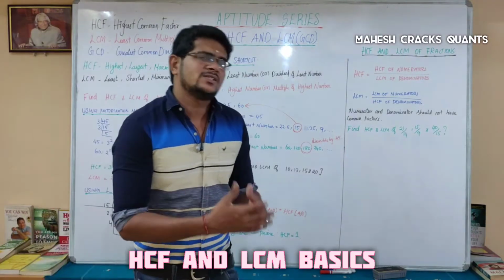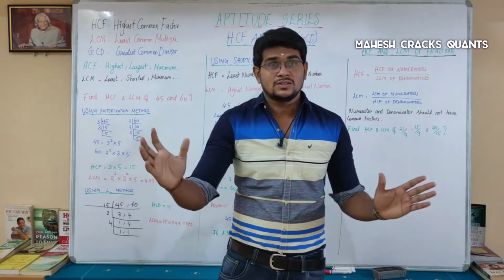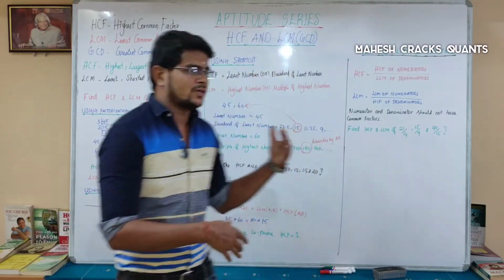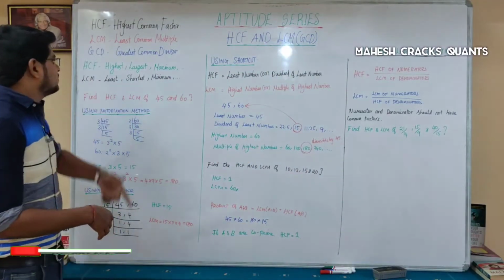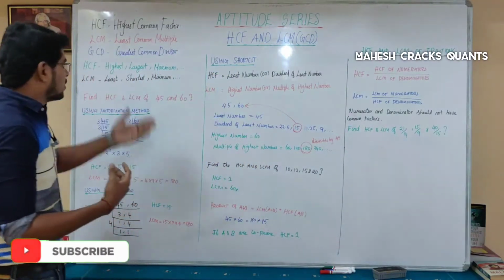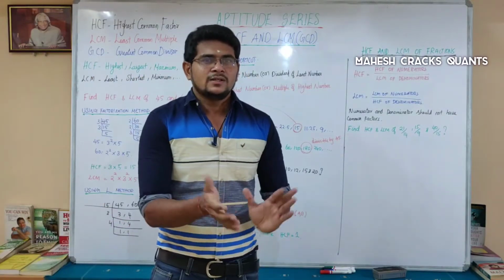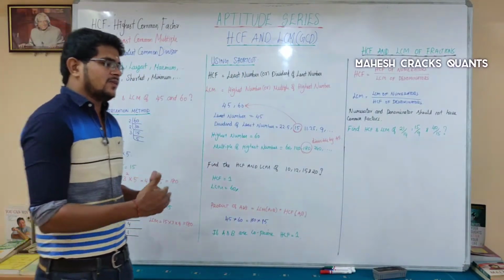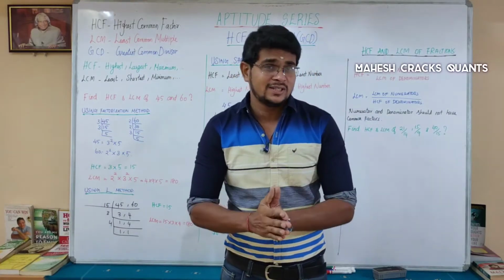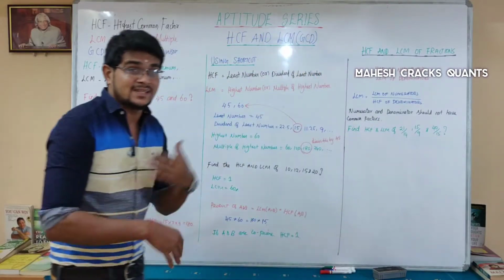HCF is highest, largest, maximum. Whenever you see highest, largest, maximum in a question, that kind of thing is based on HCF. If the LCM is questioned, they might have given words like least, shortest, minimum, smallest. So HCF and LCM can be calculated in three ways. I will explain all three ways here. Listen carefully. First is using the factorization method.